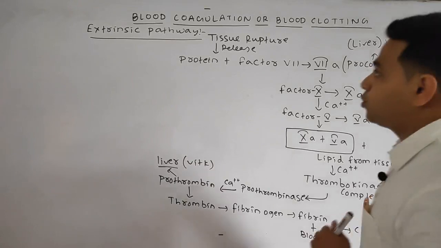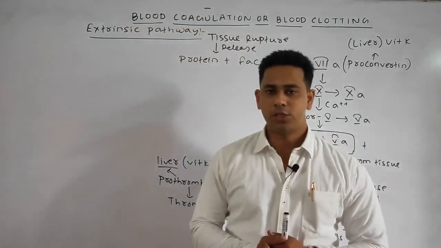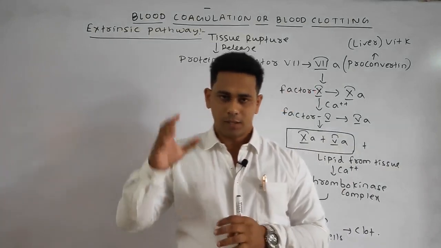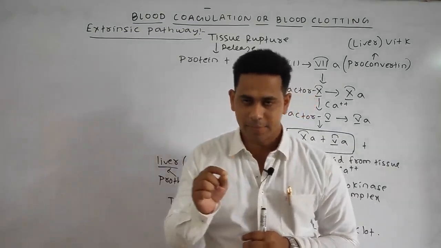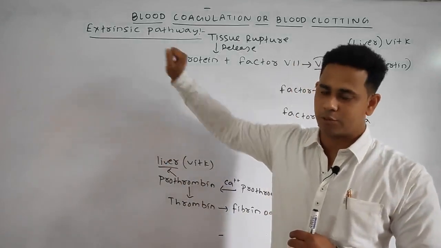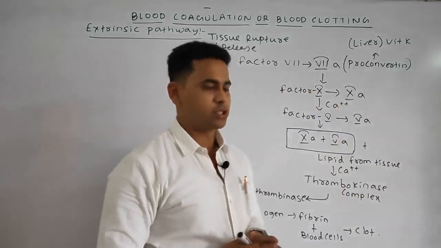Students, now come to your next pathway, that is at the tissue level. As I said, in the blood vessels the pathway is known as the intrinsic pathway. At the tissue level it is known as the extrinsic pathway. So what happens, students? Let us see.